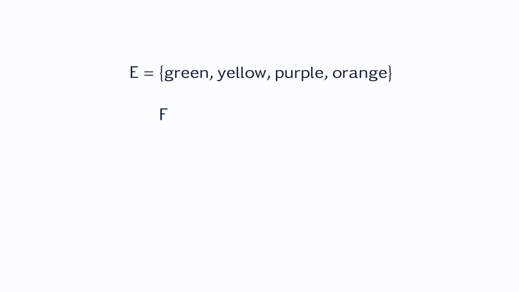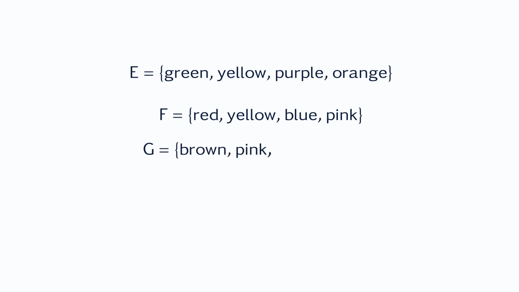The elements of set E are the names of colors. The set E contains the elements green, yellow, purple, and orange. The elements of set F are also the names of colors: red, yellow, blue, pink. And finally, not surprisingly, set G is made up of more names of colors: brown, pink, purple, black.